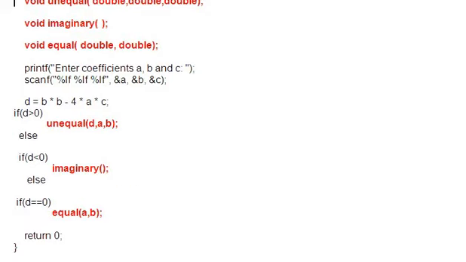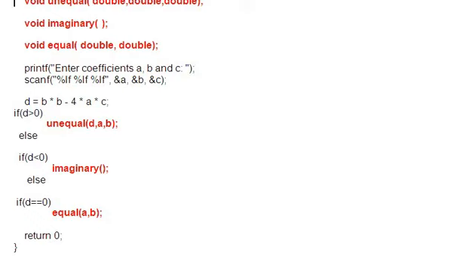So d is b square minus 4ac. If d greater than 0, the function unequal is called. Unequal of d comma a comma b is a function call. If d less than 0, imaginary is called. If d is 0, equal is called. So you need to identify the difference between function declaration, function definition and function call. Those who are having problems with functions, you need to check it out once.